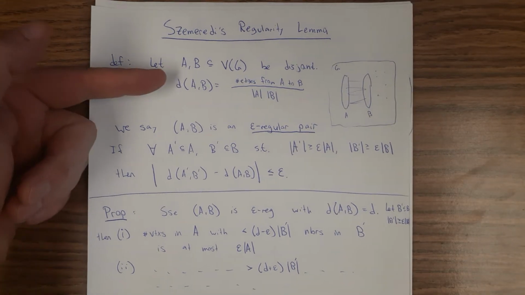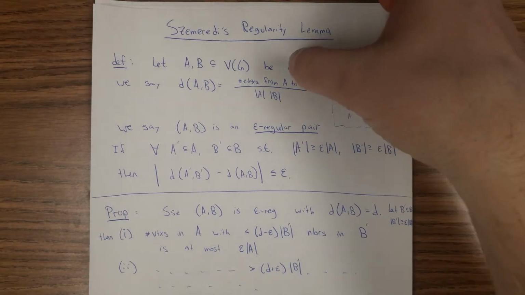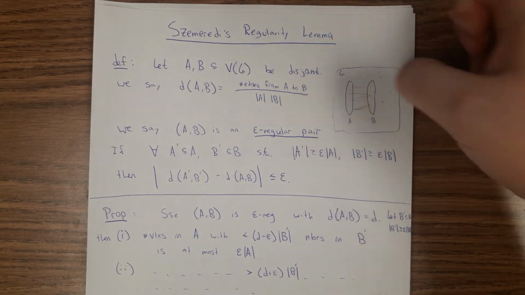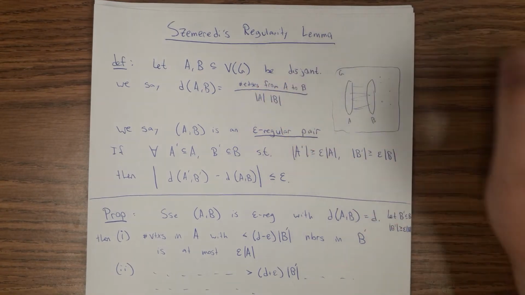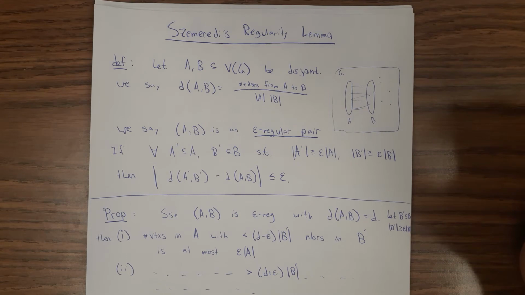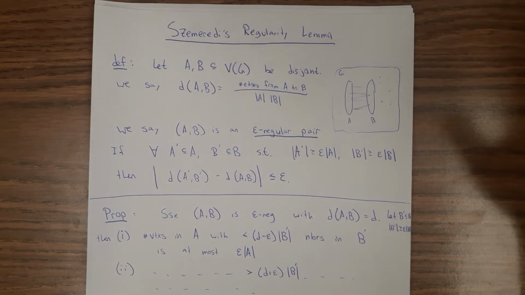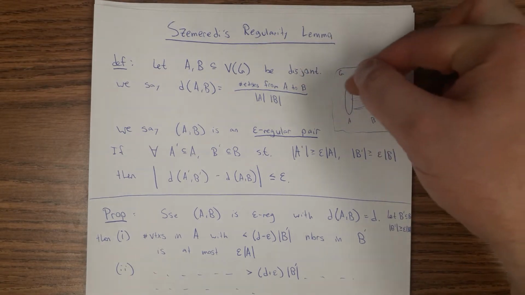We say the density between A and B, D of AB, is the number of edges from A to B, so it's just the number of edges with one end in A and the other end in B, and you divide that by the size of A times the size of B. So the density is always between 0 and 1, or, well, not strictly between. The density can be 0 or it can be 1. The density would be 0 if you have no edges from A to B.